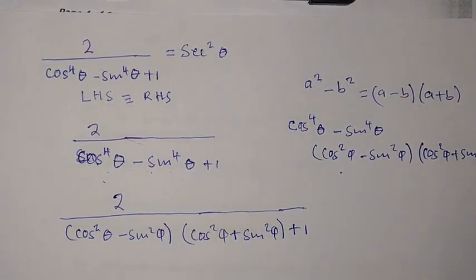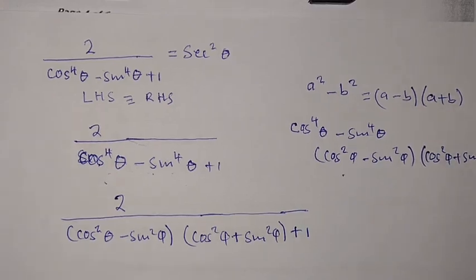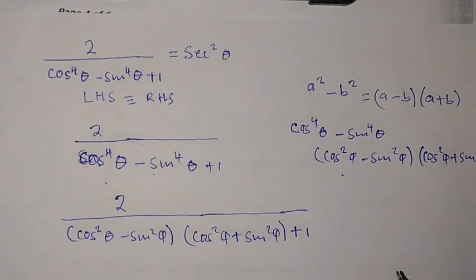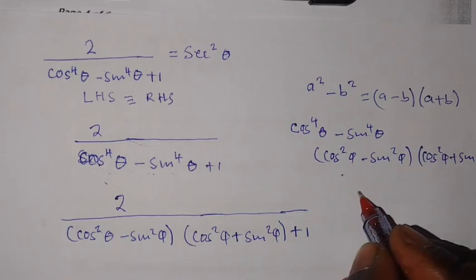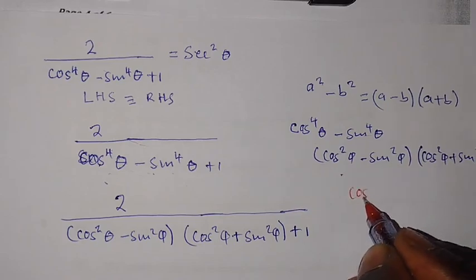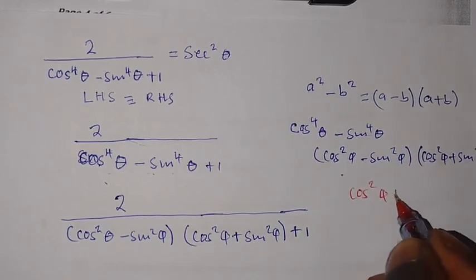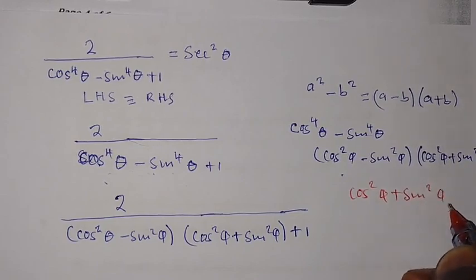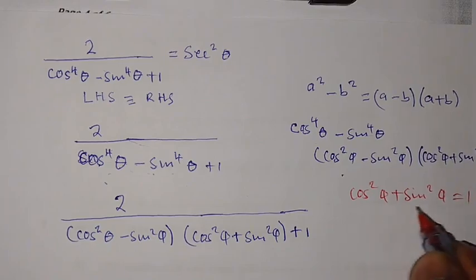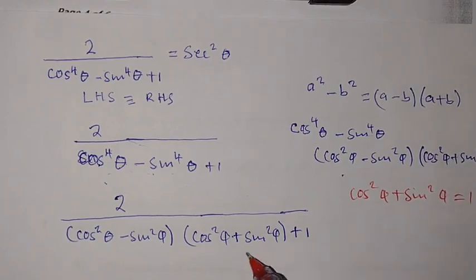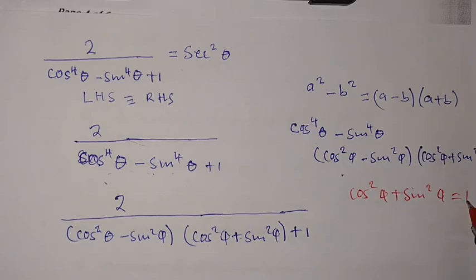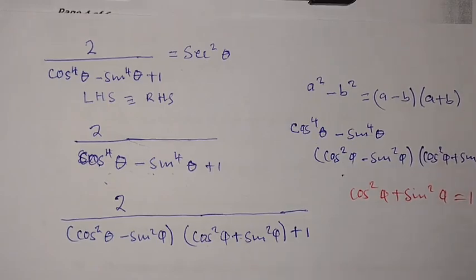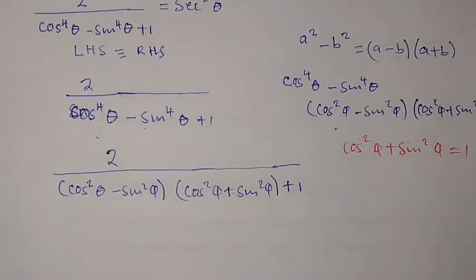So from here, what is next? We need to be aware of the general trigonometric identity, which is cos squared theta plus sine squared theta equal to 1. You can see here we have cos squared theta plus sine squared theta. So this means it's equal to 1. So here we put a 1. That's our next step.